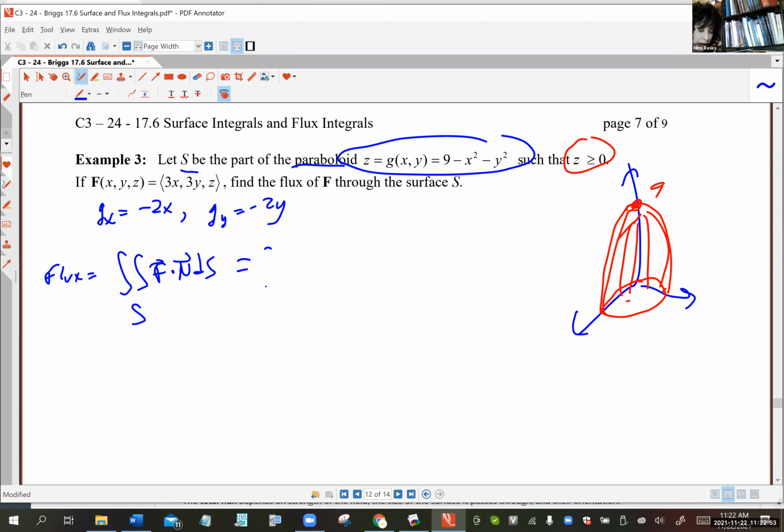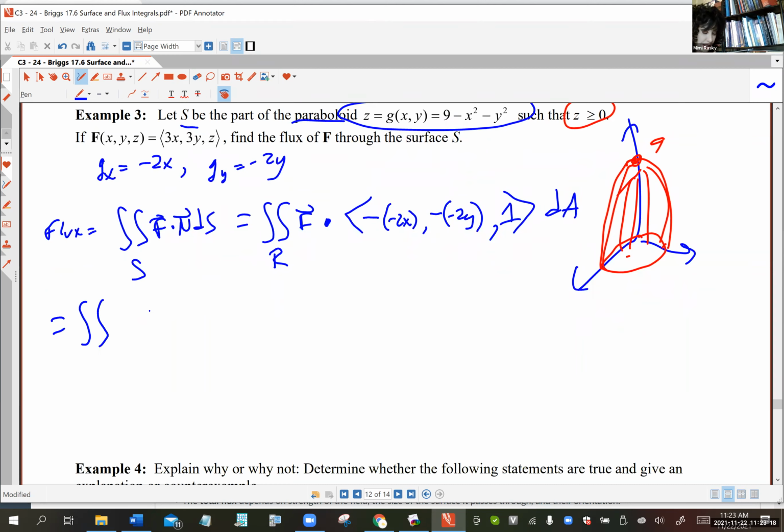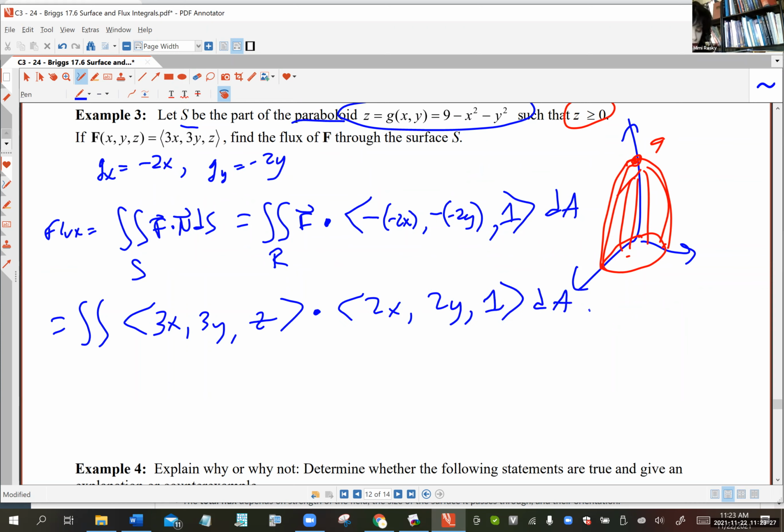We're going to turn it into a regular integral. So we're going to have a region R. And you're going to take the vector field, which I'll write down in a minute, but not yet. And you're going to take the dot product of it with the opposite of gx, so negative, negative 2x, the opposite of gy, so negative, negative 2y, 1. Now, I am going to need to do a dot product, and so I'm just going to copy down the vector field they gave me, but I hope you noticed something wrong. What is going on that doesn't look so good?